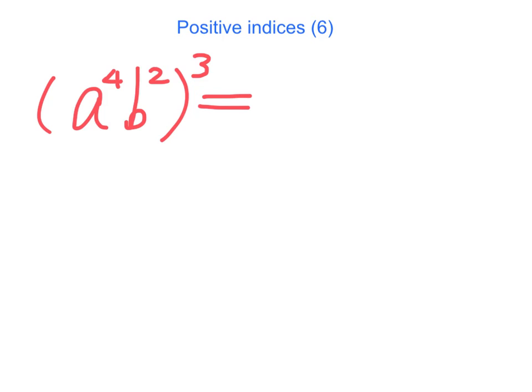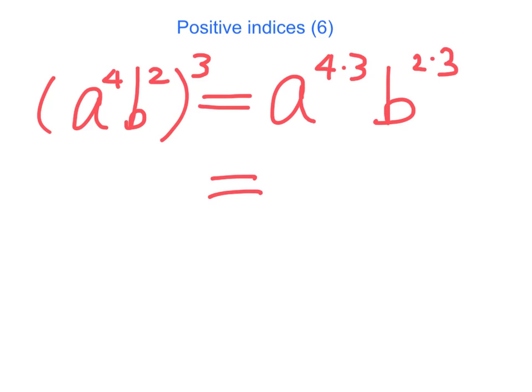Let's follow this example, talking about the use of the law of multiplication. a to the power 4 times b squared, and the whole part in brackets to the power 3. And then when we apply the law, we will get a to the power 4 times 3, and then b to the power 2 times 3. So you will get the answer simply a to the power 12 and b to the power 6.